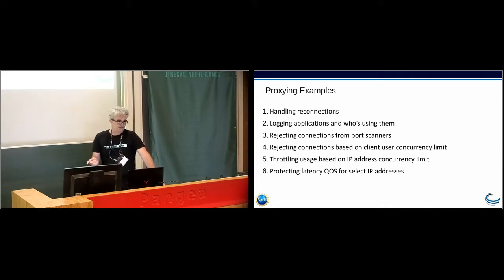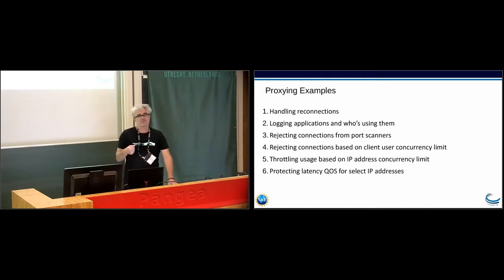The final example is we're going to protect the latency quality of service for a select set of IP addresses. One example is the more selfish, or I should say the more devious one: you find your boss's IP address, then you say, okay, they're always going to have fast access.